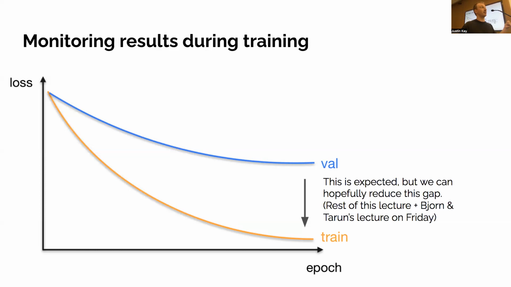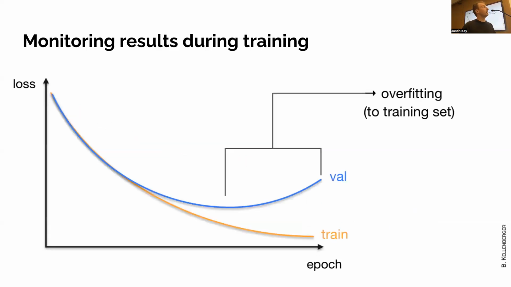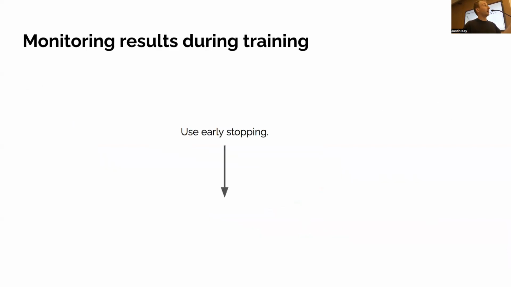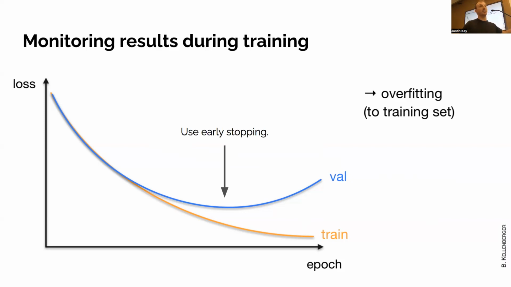That's going to be covered partly in the rest of this lecture and also in Bjorn and Tarun's lecture on Fridays, on how to improve generalization performance using different training techniques. The other common pattern is that you're training, you reach some minimum of validation loss, and then the model starts getting worse on your validation set while it's getting better on your training set. This is essentially that overfitting case that we saw before. Your training error is getting better and better because you're overfitting to the training set, so your generalization is worse and your validation performance is getting worse. Really what you want to do is stop your model right at the minimum validation loss.